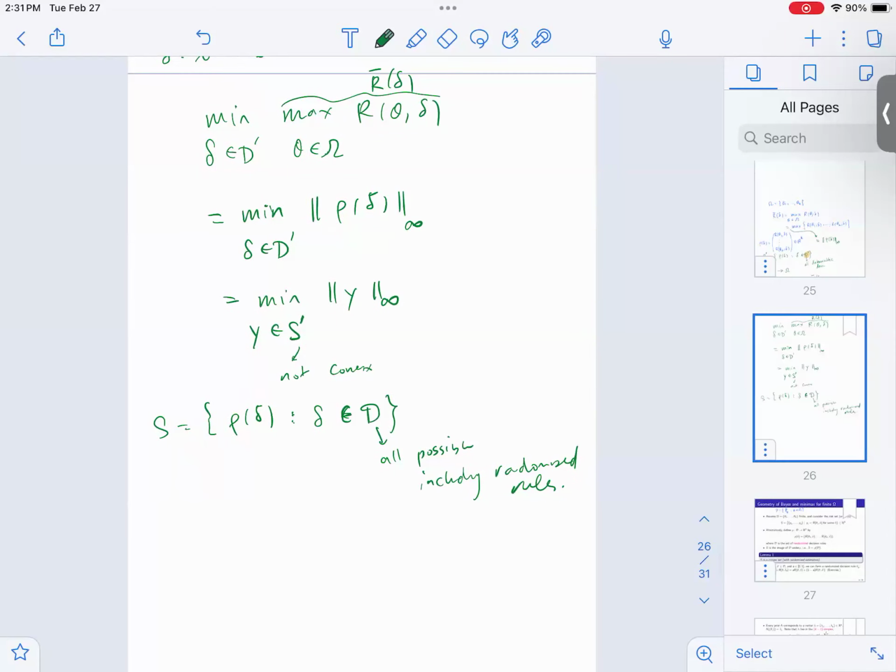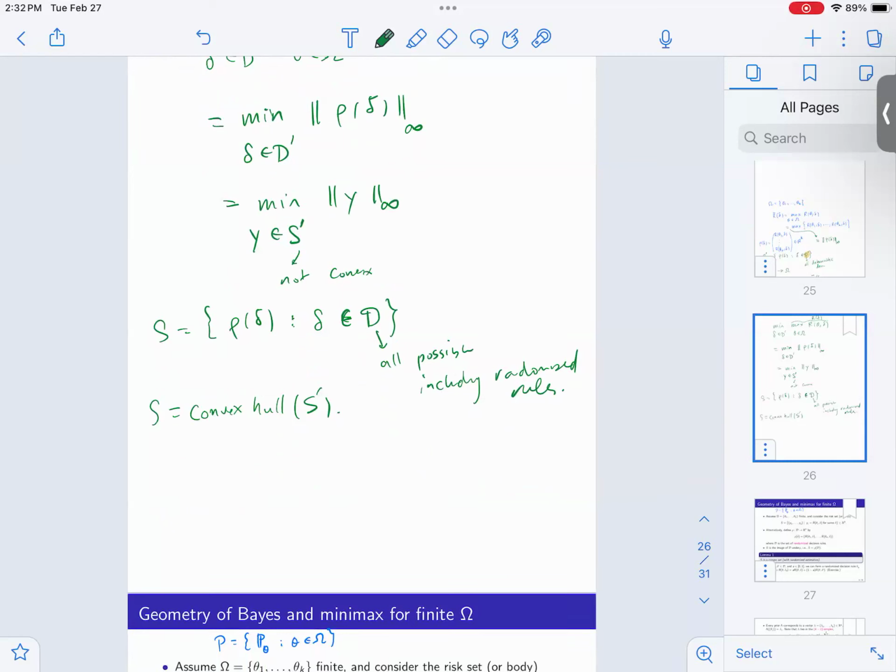So what would happen is this set is basically going to be the convex hull of S prime. So instead, we're going to look at this. The reason why this is going to be a convex hull is, suppose I have delta one and delta two in deterministic decision rules. The claim is that if I form lambda rho delta one plus one minus lambda rho delta two, then this is going to be in S.